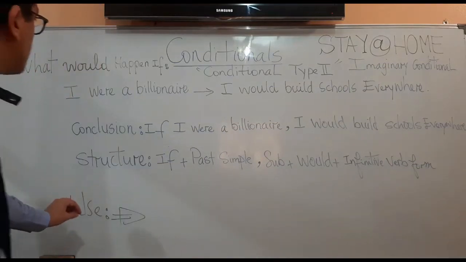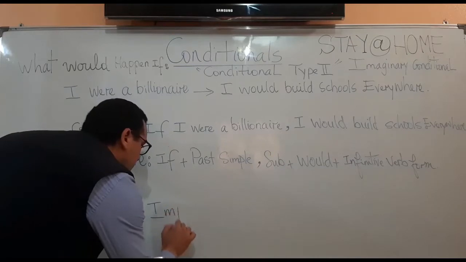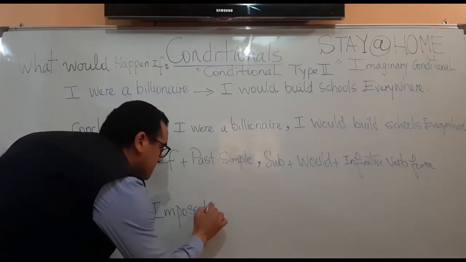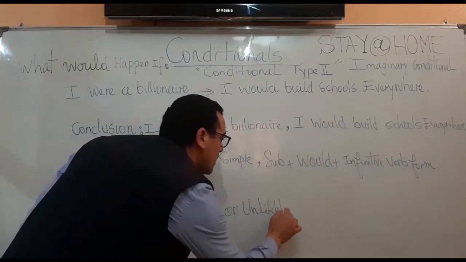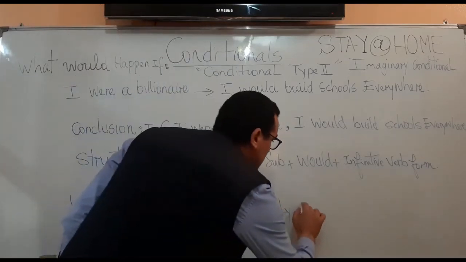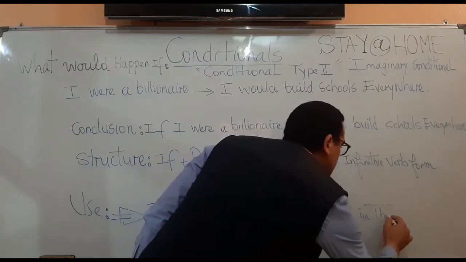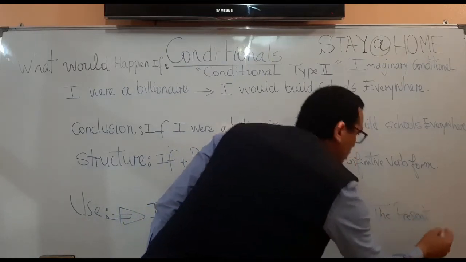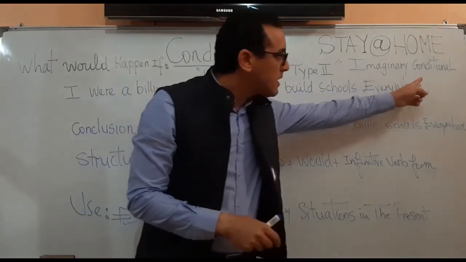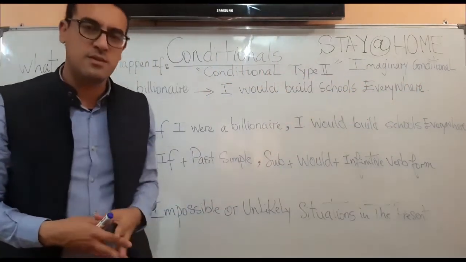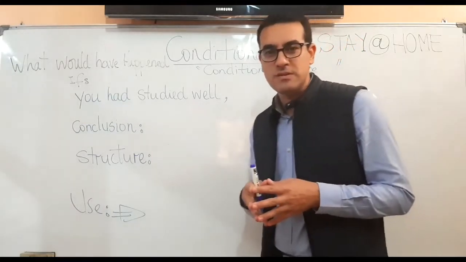That's it. So we use conditional type 2 to talk about impossible or unlikely situations in the present. Something which is not possible in the present. We're just imagining. So that's why we call it imaginary conditional or conditional type 2. That's it. Let's move now to the last type, the last form of conditional sentences.